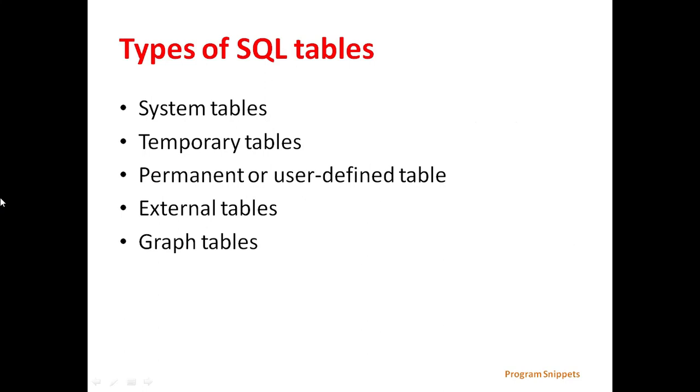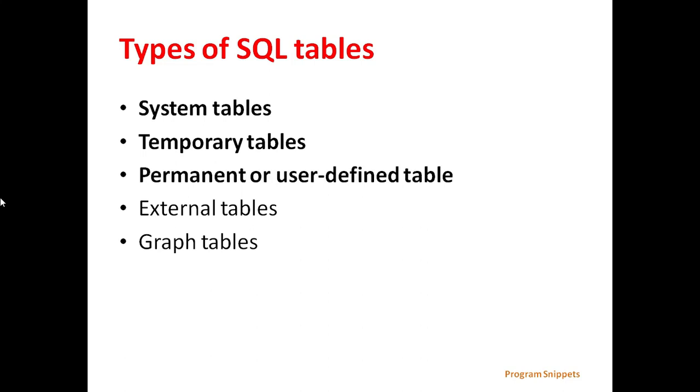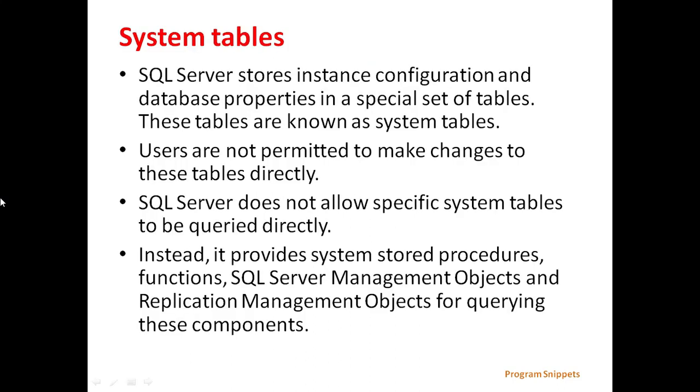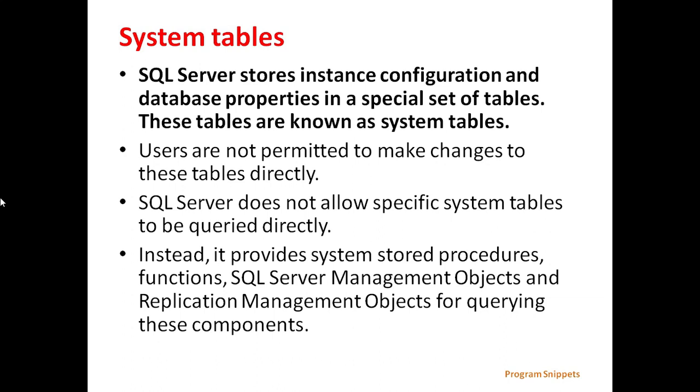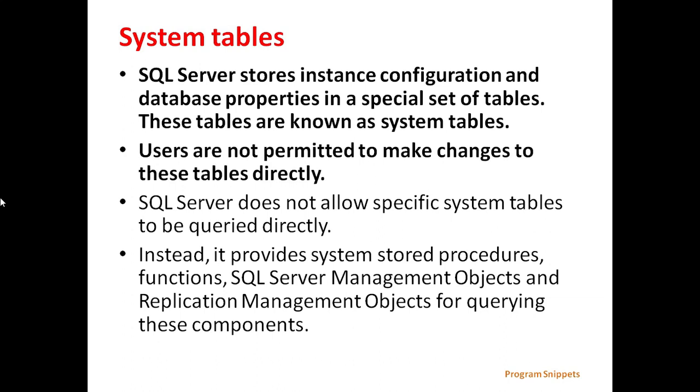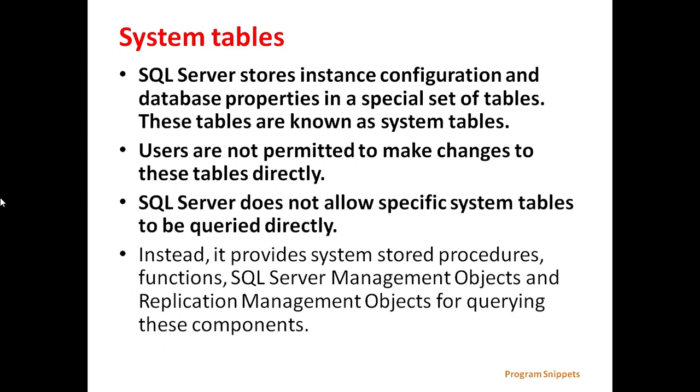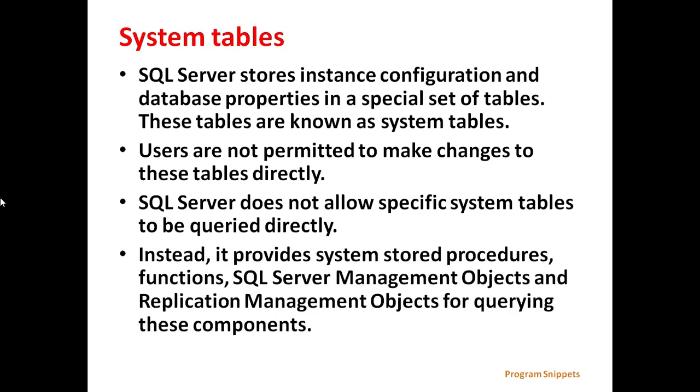There are different types of SQL tables: system tables, temporary tables, permanent or user-defined tables, external tables, and graph tables. First we will see system tables. SQL Server stores instance configuration and database properties in a special set of tables. These tables are known as system tables. Users are not permitted to make changes to these tables directly. SQL Server does not allow specific system tables to be queried directly. Instead, it provides system stored procedures, functions, SQL Server management objects, and replication management objects for querying these components.